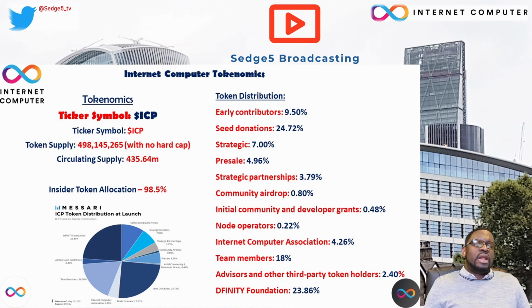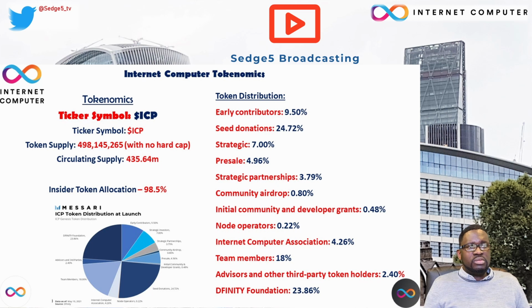That's what this is, and according to our own analysis of these figures, we came up with 98.5% of the ICP tokens allocated to Project Insider. This cannot be good. No wonder the crypto community has been shunning ICP. That also explains why there was a massive dump on pre-launch.